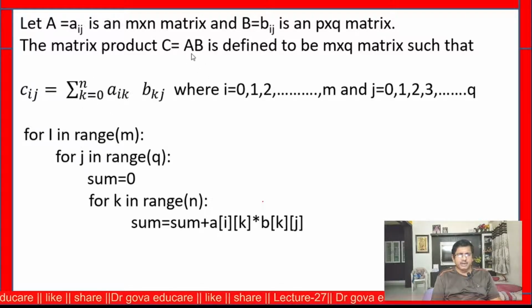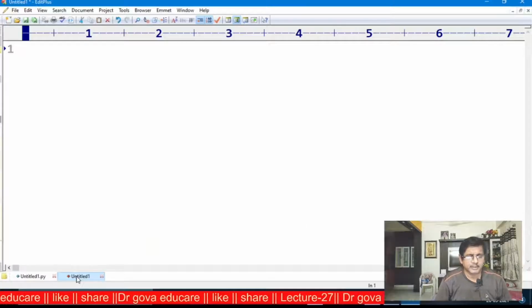First step, read the matrix A. The second step, read the matrix B. Third step, multiply the matrix A and B using the code. The fourth step, print Cij. Now I am writing the program.